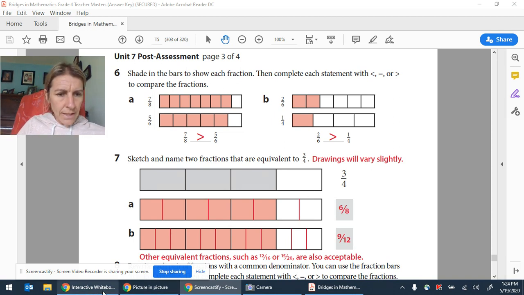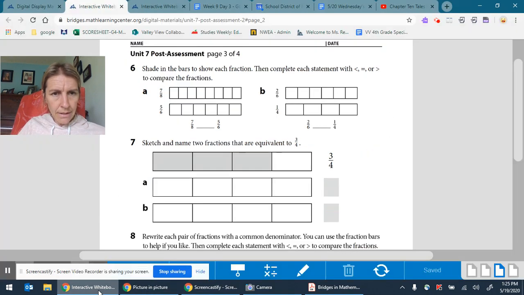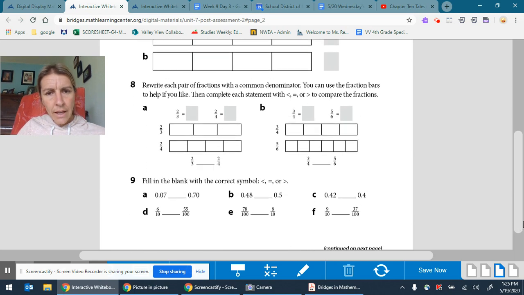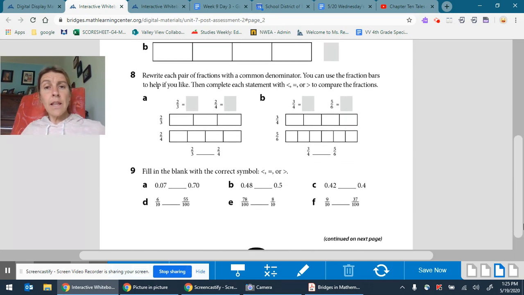All right, let's go look at number 8 and 9. Let's see what we got. Okay, this is the last 2 on the 3rd page. Number 8, rewrite each pair of fractions with a common denominator. Common means they have the same denominator. You can use the fraction bars to help if you like. You don't have to. Then complete each statement with greater than, equal to, or less than to compare the fractions.